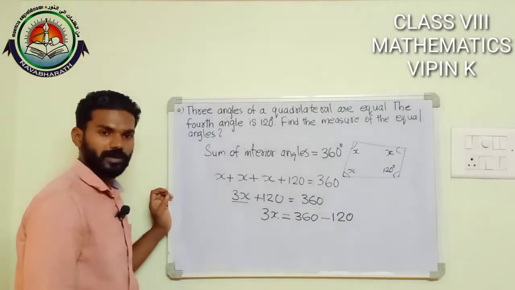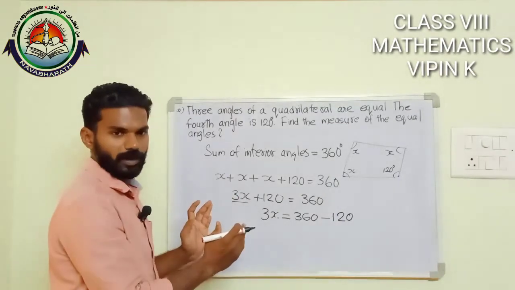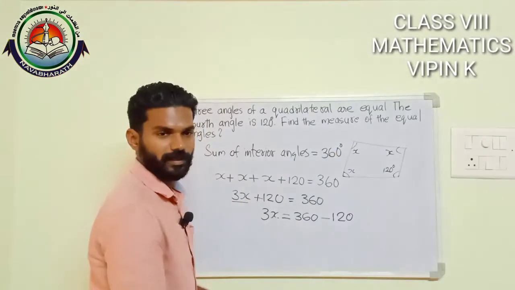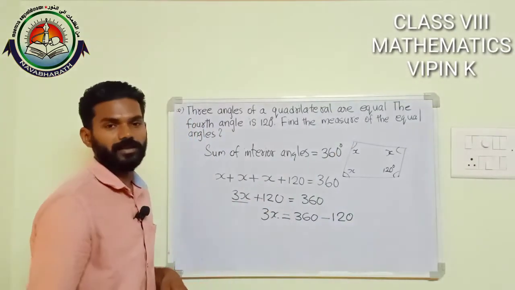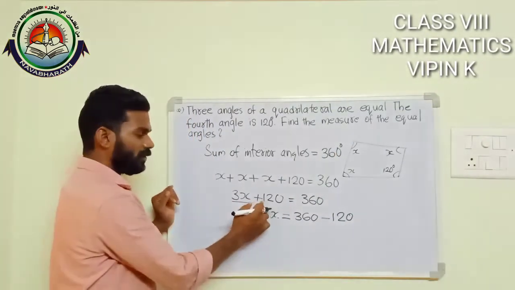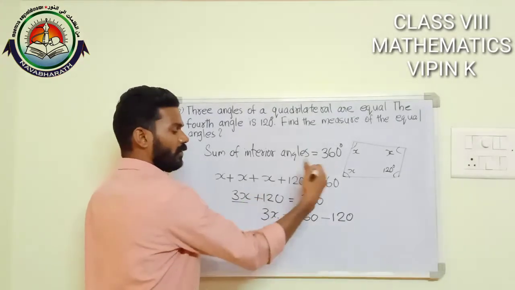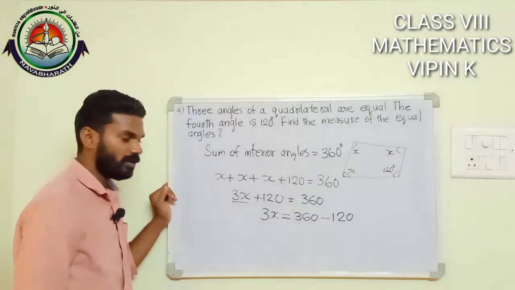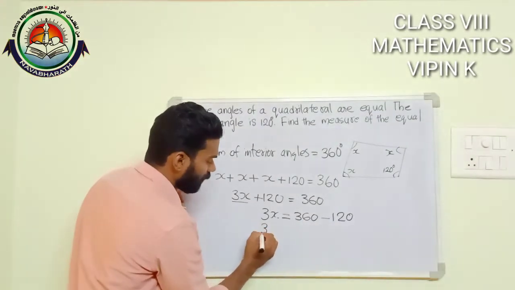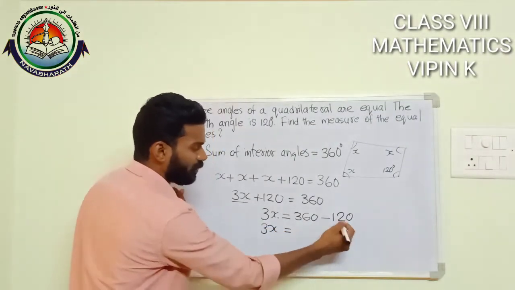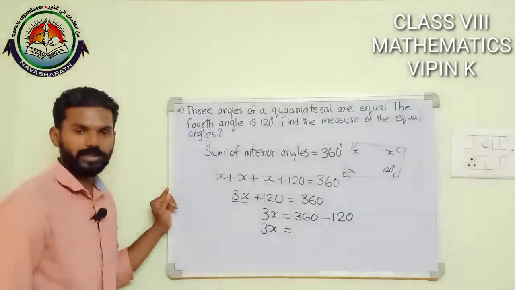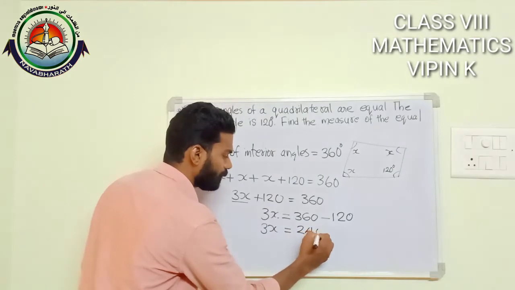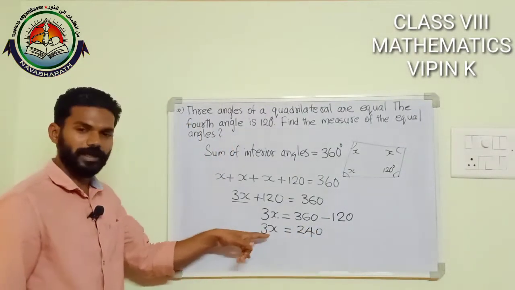Clear? If you are carrying one number from one side of an equation to the other side, we change its sign. So this plus 120 going to the right side would become minus 120. Now just simplify it. 3x would be equal to 360 minus 120. What would be the answer? It would be 240.